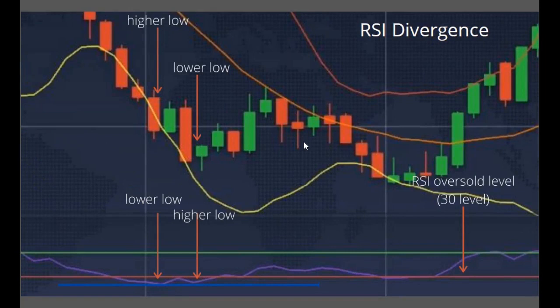Okay, so let's look at another one. This is also a divergence in a downtrend.